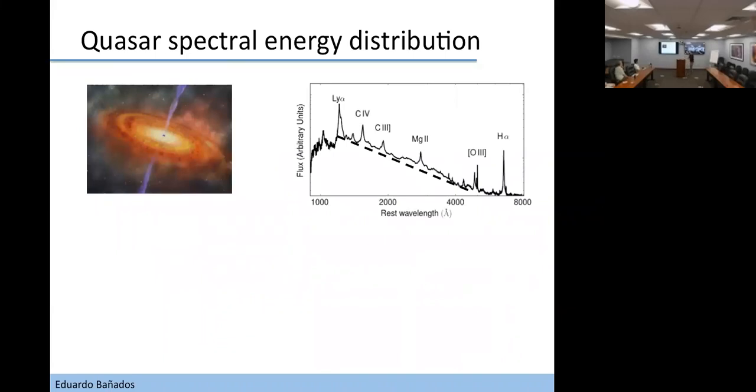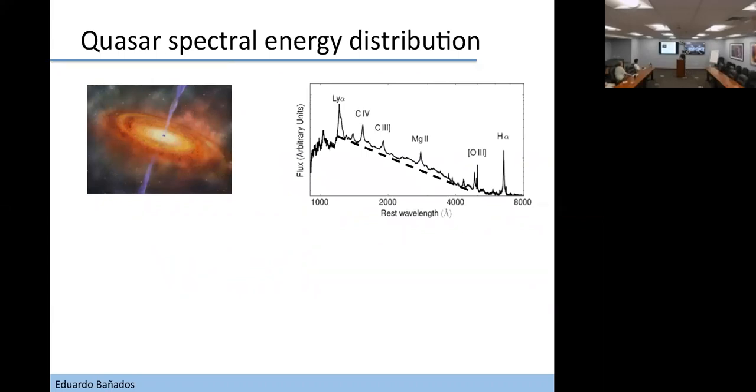So hopefully that's clear why I think reionization is important and why we should care. But this is also a quasar talk, right? So I guess I need to spend a few slides also telling you what a quasar is.